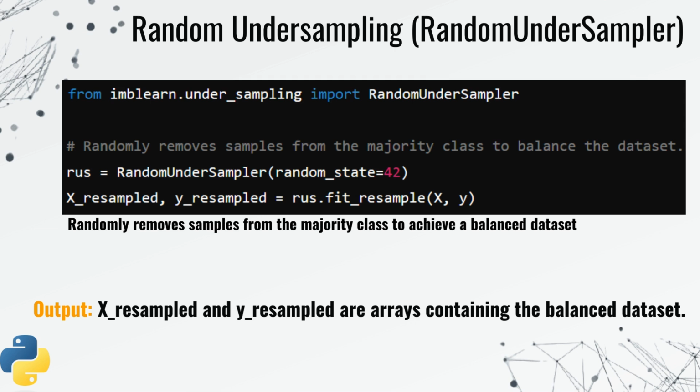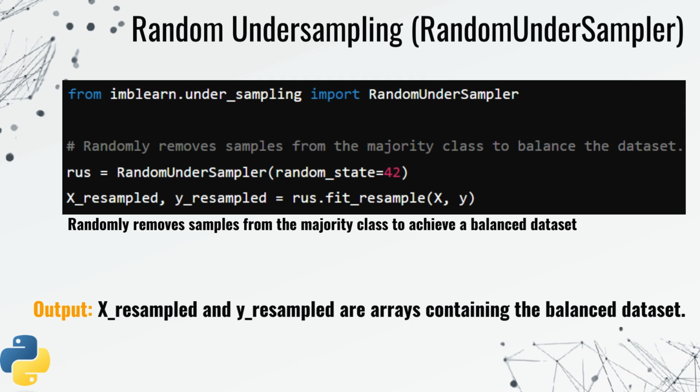Okay, after that you can see I am showing the same thing, but now I am using the undersampler. The result is that it will randomly remove samples from the majority class to balance the data set. So after that, X_resampled and y_resampled are arrays containing the balanced data set, so it will also balance the data set like that.